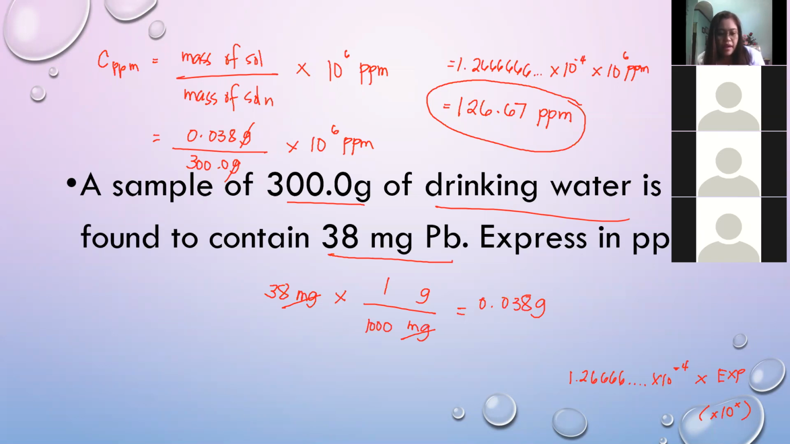0.038 divided by 300, 1.26, times 10 to the power of negative 4. Then times 10 raised to the power of 6. So it's 126.67.